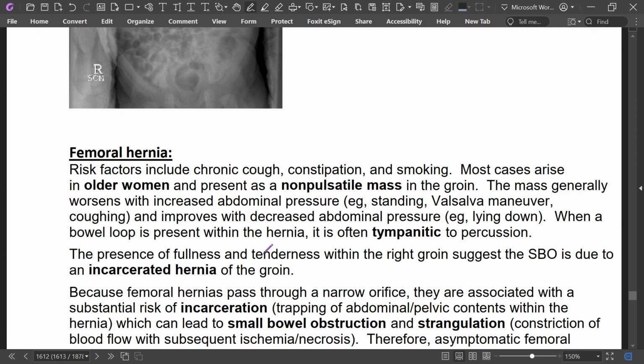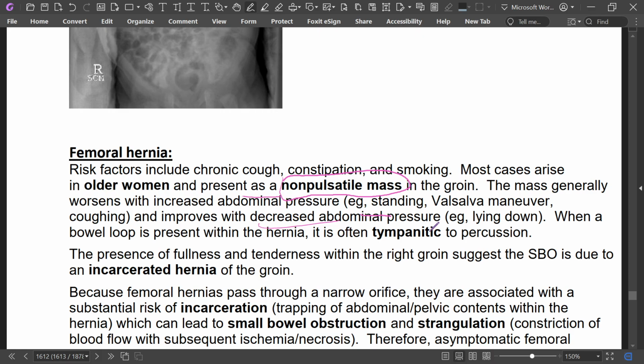Most cases arise in older women and present as a non-pulsatile mass. It's not pulsatile because there is no arterial supply below this. So in femoral hernia, there is a non-pulsatile mass in the groin. The mass generally worsens with increased abdominal pressure: when you stand, when you do Valsalva, when you cough.